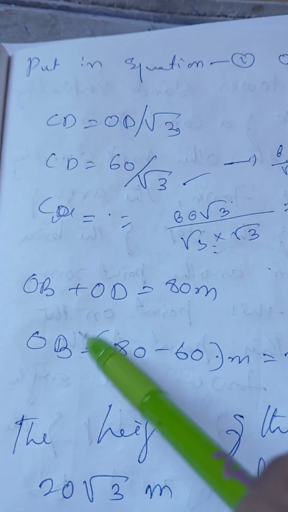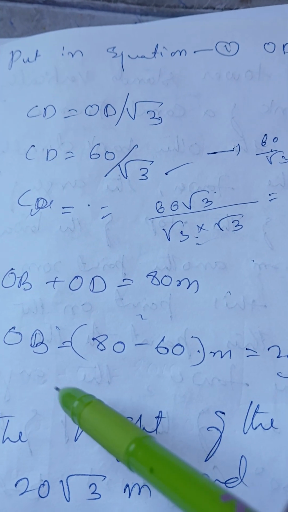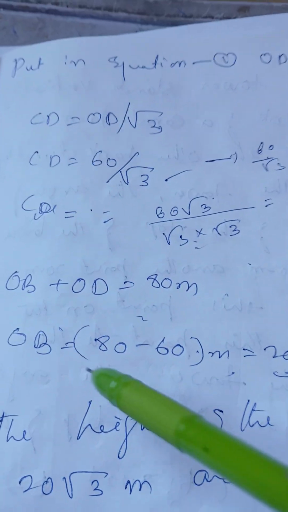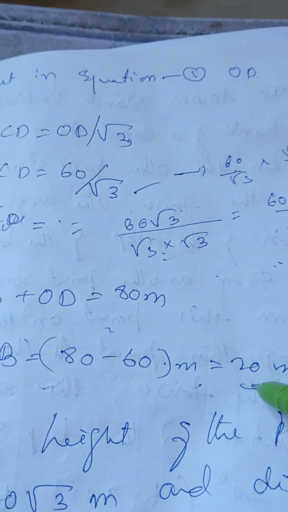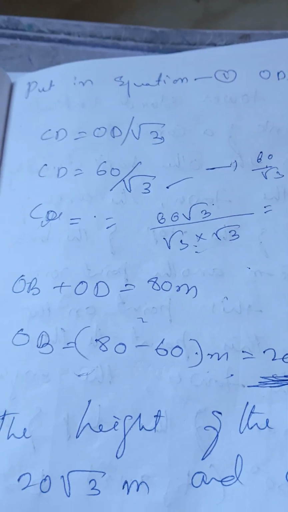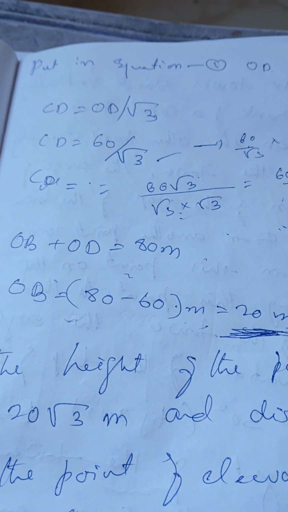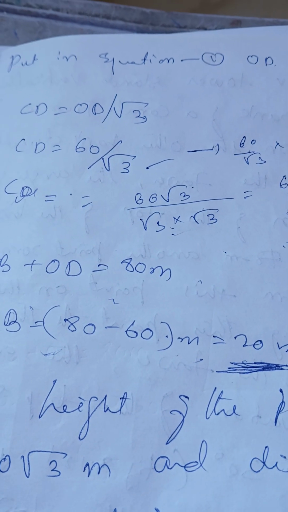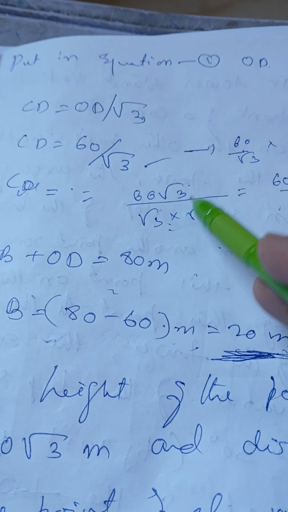Now we want OB: OB plus OD equals 80 meters. So we will substitute the values. We get the OD value as 60, so 80 minus 60 will be 20 meters. So OB is 20 meters. Clear? So our answer is 20 meters.